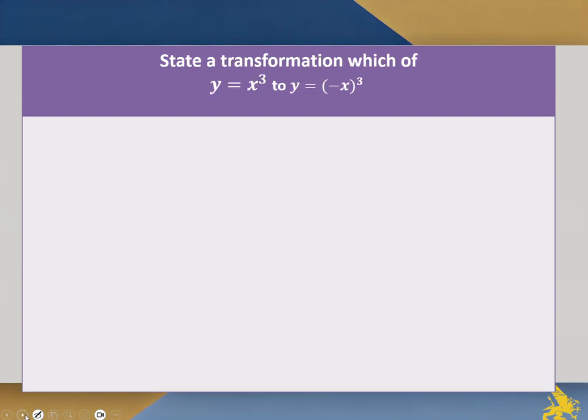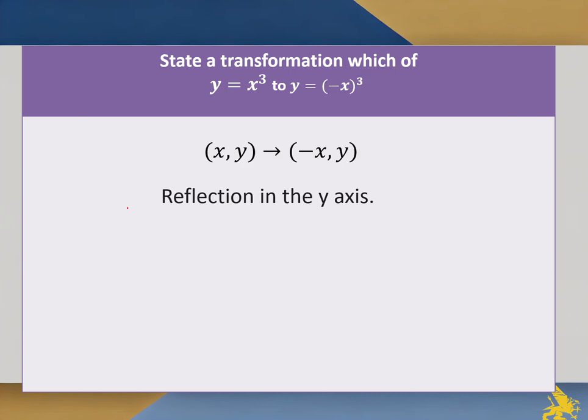Okay, let's look at the next question. So we are going to state the transformation of which y is equal to x cubed to y is equal to negative x to the power of 3. So the first thing, that negative is being placed on that x value. So that means the x value is changing, which means it's being reflected in the y-axis.